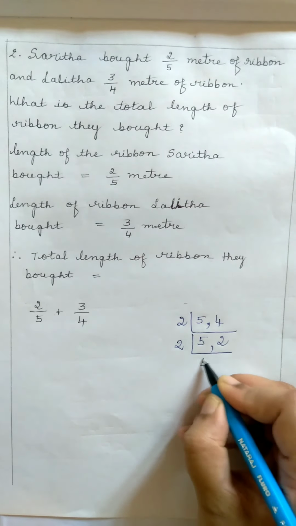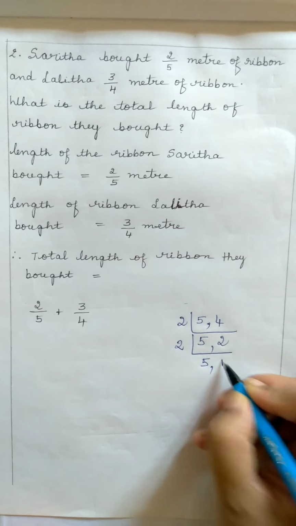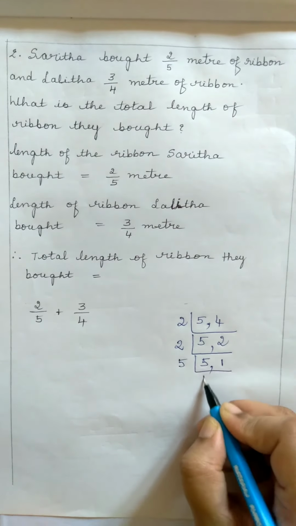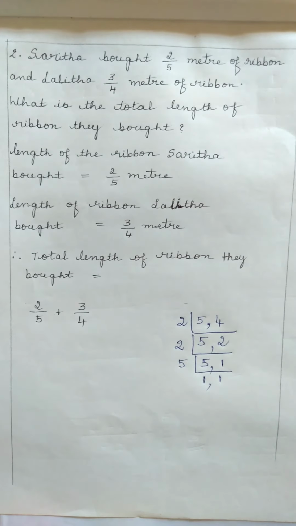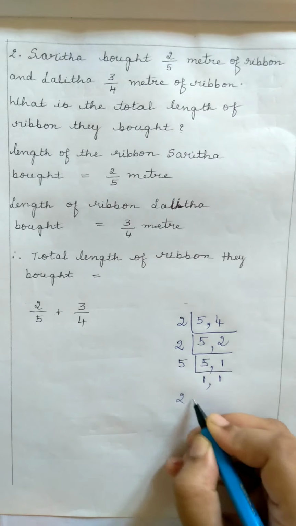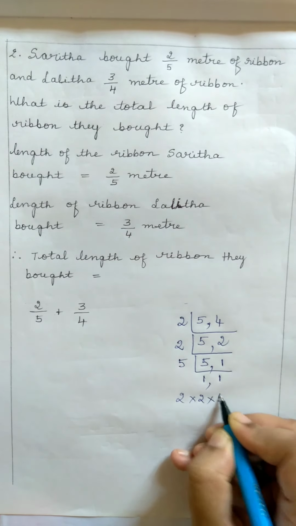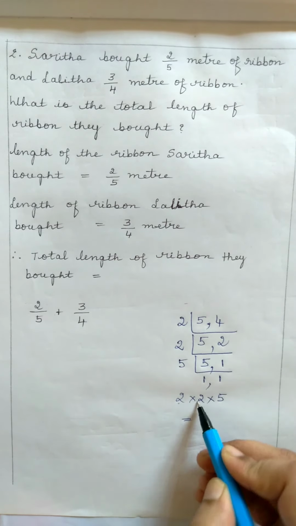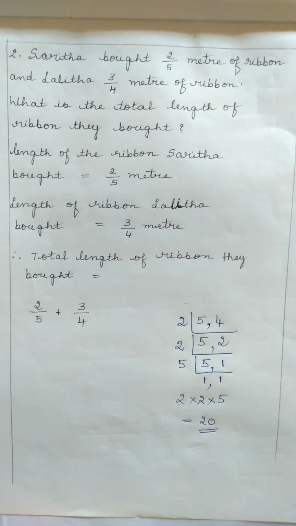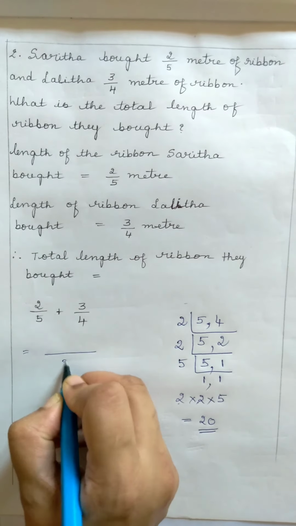We have 5, right as it is. 2 1s are 2. Now take 5. So, 5 1s are 5. 1, right as it is. Now, multiply the values. We have 2 into 2 into 5. That will be equal to 2 2s are 4, 4 5s are 20. Therefore, the LCM of 5 and 4 will be equal to 20.